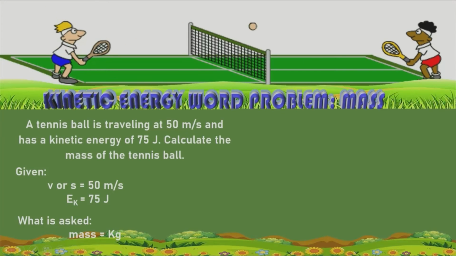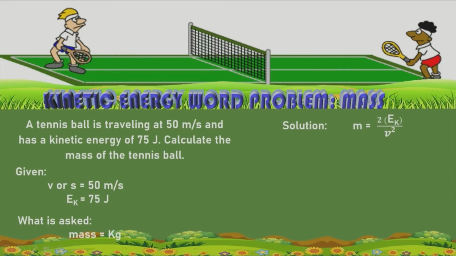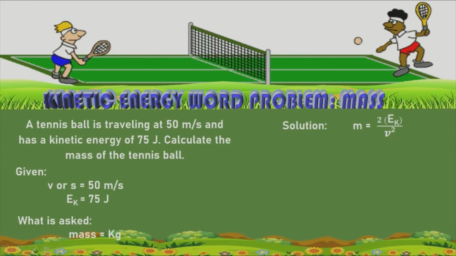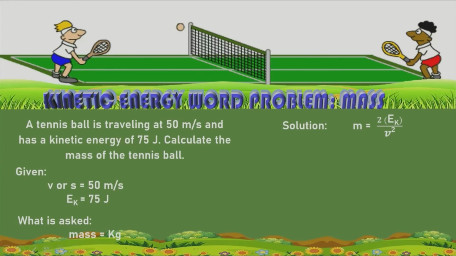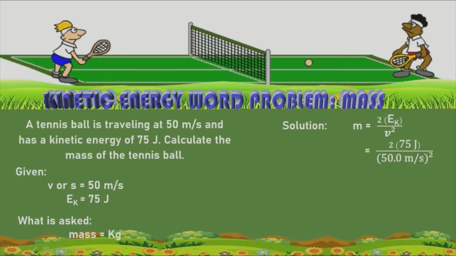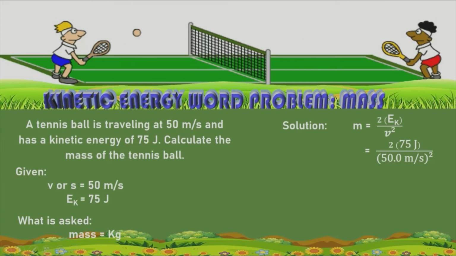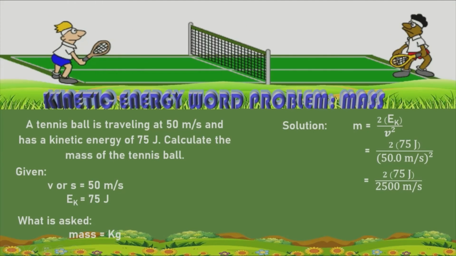In getting the value of mass, we need to use the equation of kinetic energy. Thus, we derive the equation for the mass by transposing. In this manner, our solution for mass is 2 times kinetic energy divided by the square of velocity or speed. To substitute the given data, we have 2 times 75 joule over 50 meters per second squared, with velocity multiplied by itself to get 2,500 meters squared per second squared.